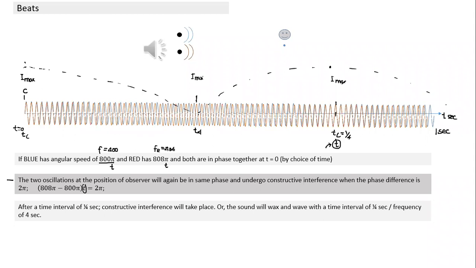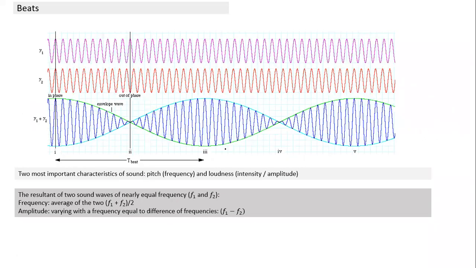So when this source has frequency of 404 and this has frequency of 400, it means intensity also will vary periodically with the frequency of 4. So in a second, 4 times it will reach a peak and 4 times it will reach a minimum intensity. I hope the logic behind this, the intuitive logic also, is understood. And this is how it is plotted.